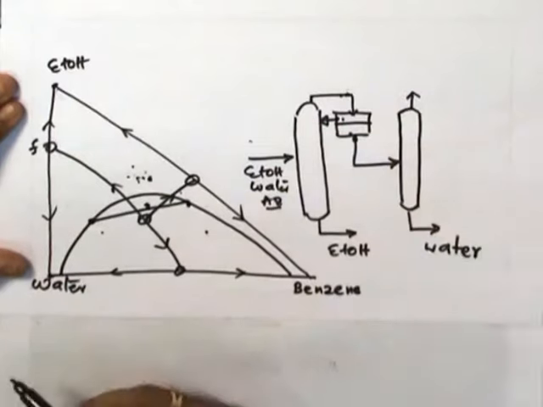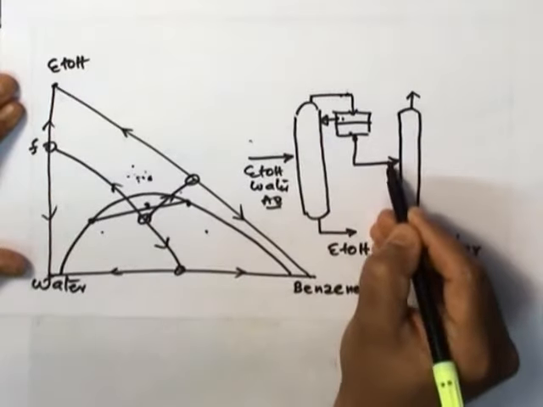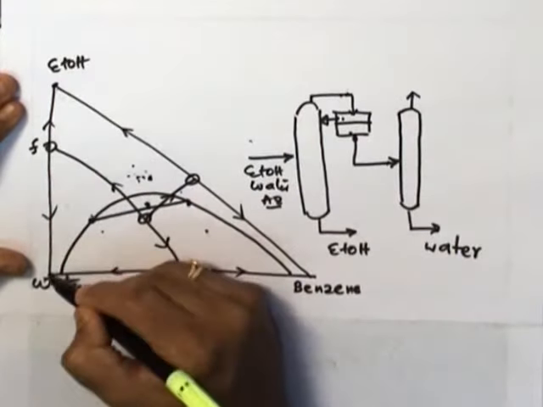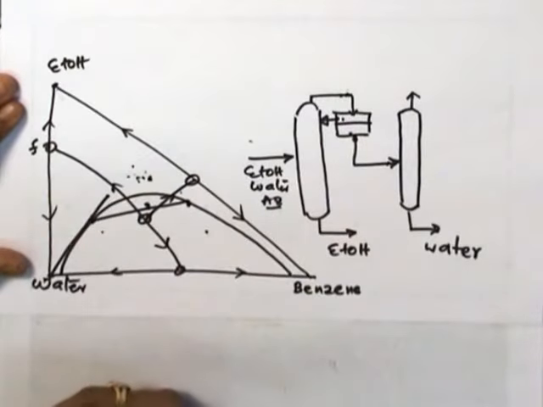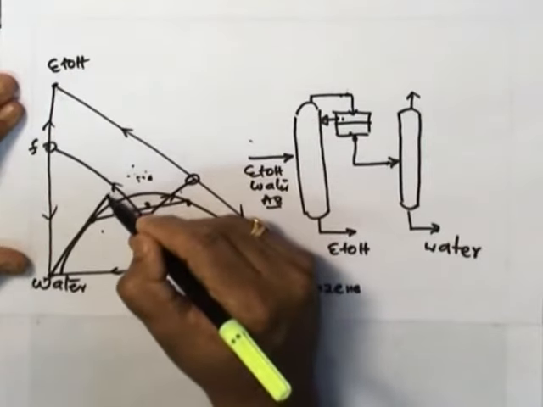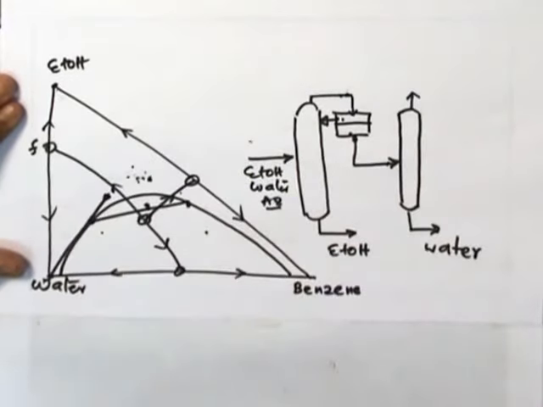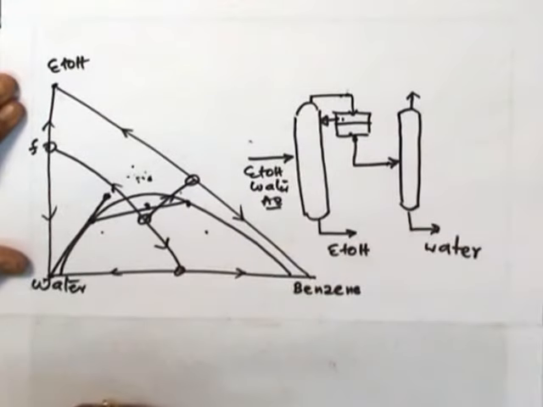See, that is why I told you, don't forget that lever rule. I have identified 2 compositions. Water, this is my feed. The top composition would be on the line joining these 2. I won't be able to cross this, I won't go here. So my top composition would be somewhere here on this line, let us say this. This is my top composition, this is the composition I have here.